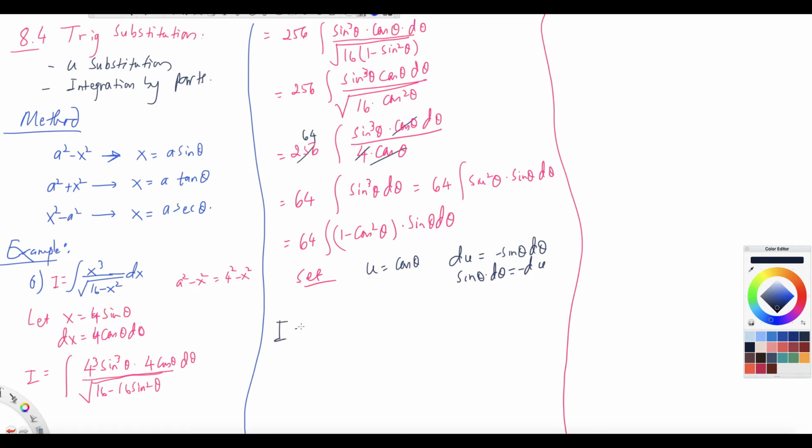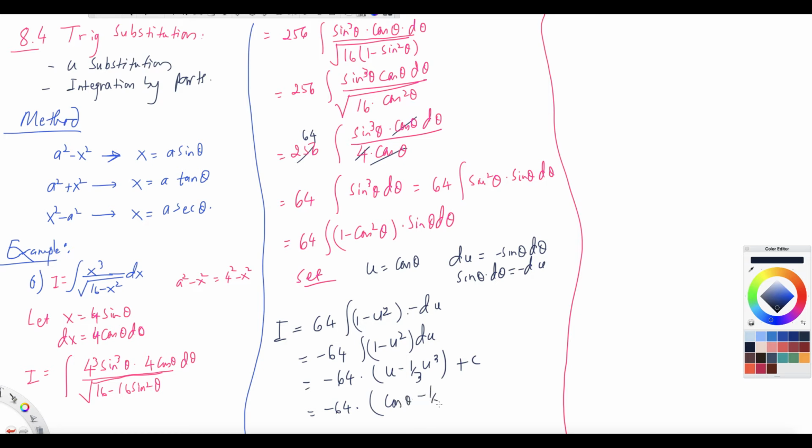So what is the integral then? The integral can be written as 64 times 1 minus u squared, and then times negative du. That is negative 64 integral of 1 minus u squared du. This is a little long, but this is not hard at all. Now find the integral. What do you get? Negative 64 times u minus 1/3 u cubed plus c, because the integral of 1 is u, and the integral of u squared is 1/3 u cubed. So what do you get there? Negative 64 times, what is the value of u? Cosine theta. So cosine theta minus 1/3 cosine cubed theta plus c.